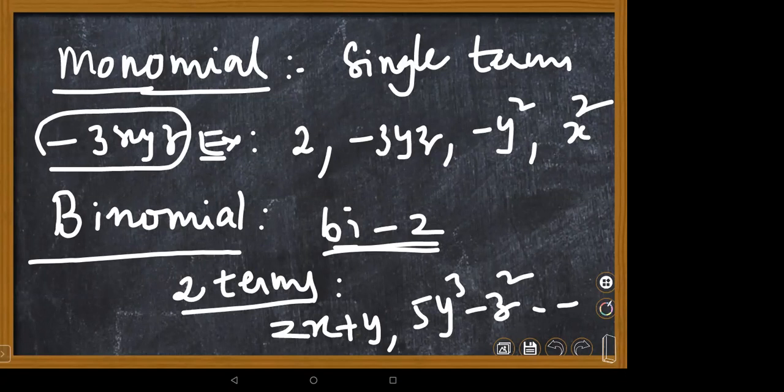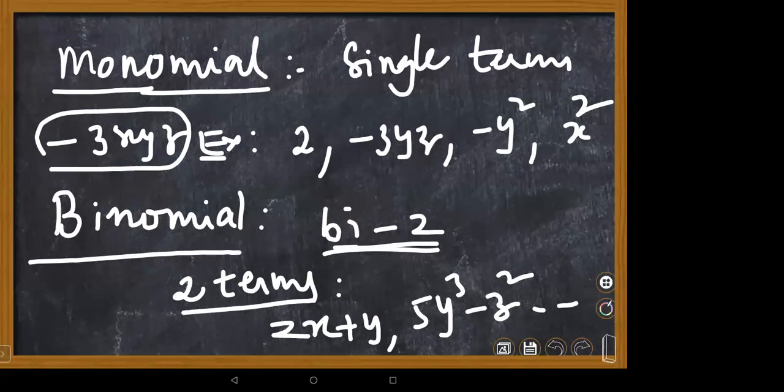Trinomial. Tri means 3, three terms. You have no need to remember these words also, children. If you remember, mono means single, bi means double, tri means 3. Like that, twice means 2 times, thrice means 3 times. This is general math terminology. Okay, children, we will end the session.